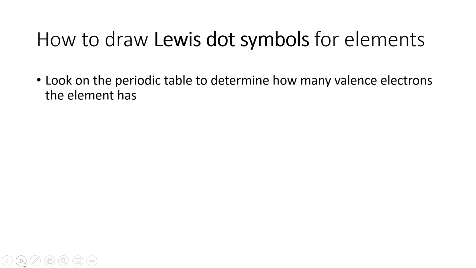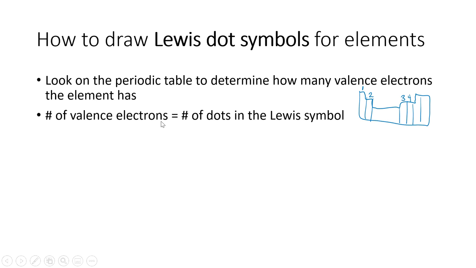So let's talk about how to draw Lewis symbols for elements. First, you're going to look on a periodic table to determine how many valence electrons the element has. You might remember we observed a pattern in the periodic table, a relationship between the column that an element is in and how many valence electrons it has. Over here on the left, all of these in column 1 have 1 valence electron, these ones have 2 valence electrons, then 3, 4, etc. There's a pattern there. So we look at the periodic table and figure out how many valence electrons the element has, and the number of valence electrons equals the number of dots.